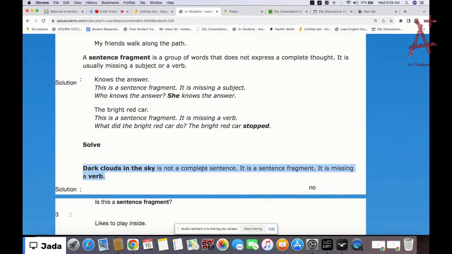Something could have been added to dark clouds in the sky to make it a complete sentence, but we don't have the verb in the sentence. So something is missing. If you can think of any complete sentence with dark clouds in the sky, instead of just saying dark clouds in the sky. Okay? I do hope that you understand this. We will go on with more examples.